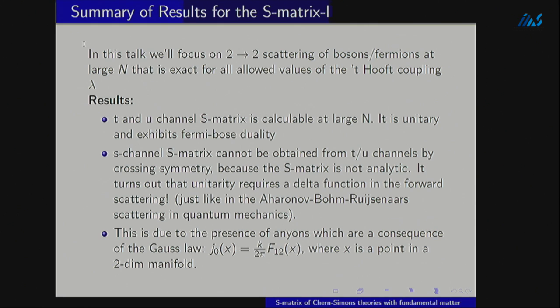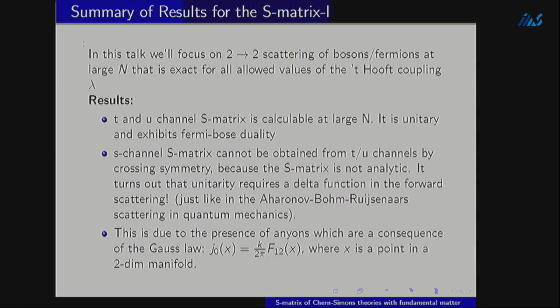Now the surprise is that the S channel S matrix cannot be obtained from these answers by crossing symmetry. Usually we go from S to T to S channel using analytic properties of the correlation functions. In this problem, what happens is that the S matrix is not analytic.